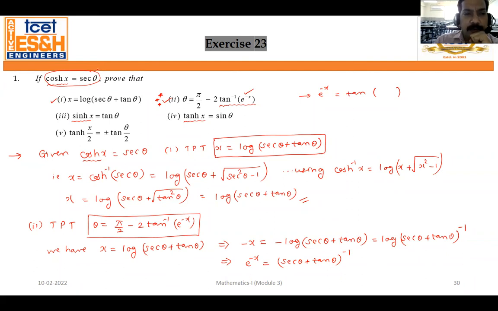Does this remind you something when you look at this question? अगर आप ये क्वेश्चन ठीक से देखते हो, if you observe this question very carefully, does it remind you something? Anybody? कुछ याद आया? Look at this fifth result. Fifth result देखो. Tan hyperbolic of x by 2 is equal to plus minus tan of theta by 2. Look at this first result.